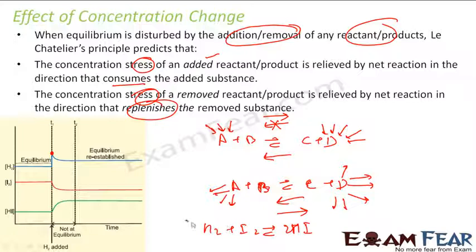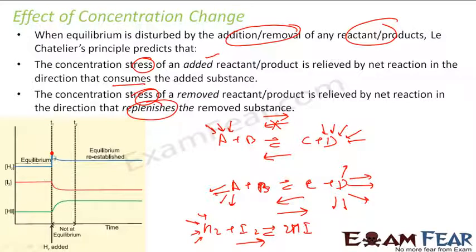So if I'm adding H2, what will happen? The system will move in such a direction so that this is consumed. So it will move in this direction. That means now I2 will be consumed and HI will be formed. If you see, the concentration of I2 went down and the concentration of HI went up. Since H2 is also consumed because it's going in the forward direction, the concentration of H2 went down, the concentration of I2 went down, and the concentration of HI went up. The reaction moved in the forward direction, so H2 and I2 are consumed to prepare HI.